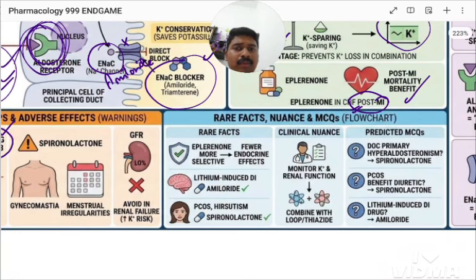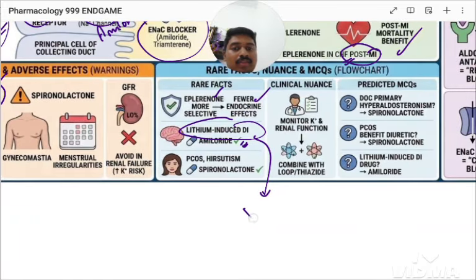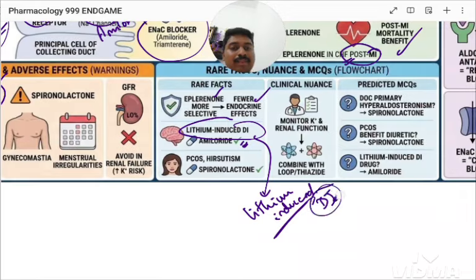Next, what are the other rare facts? See, eplerenone is more selective for aldosterone, hence it has fewer endocrine effects. Second is amiloride, which is an ENaC channel inhibitor. It is not only useful in the above condition, it is also useful in one more condition, that is lithium induced diabetes insipidus. When we study lithium, I'll go through this diabetes insipidus. In that condition, amiloride is useful.